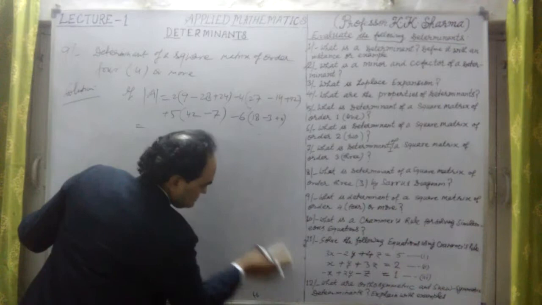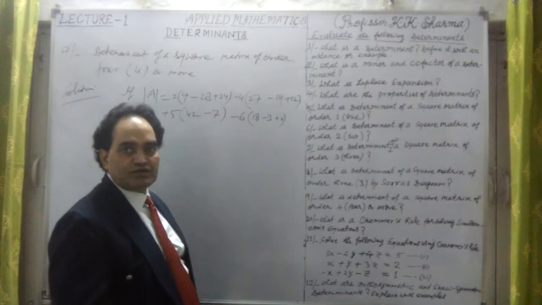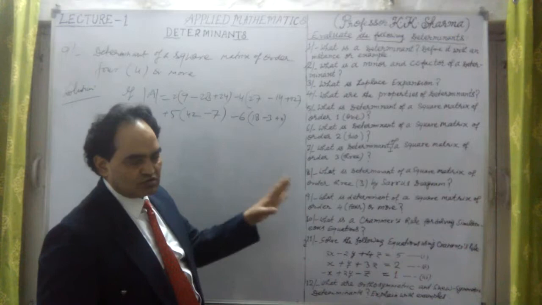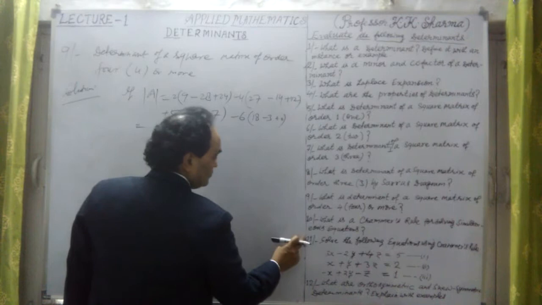Okay, this is what cofactors are. We have to multiply the numerical values with their cofactors. If it is of order 3, we further calculate that in the same way as we calculated in the case of order 3. Okay, so the same process is applied here.